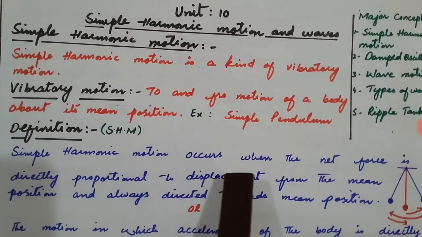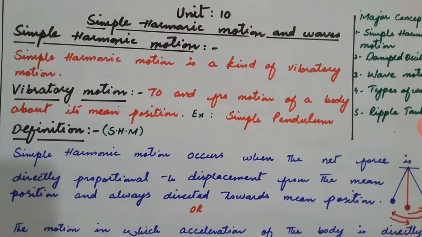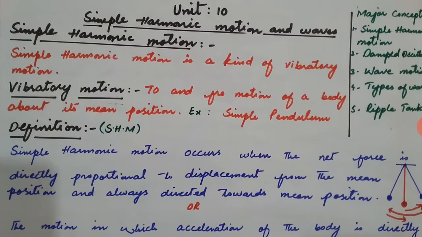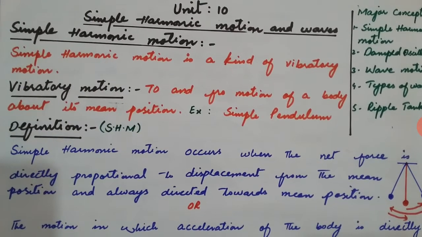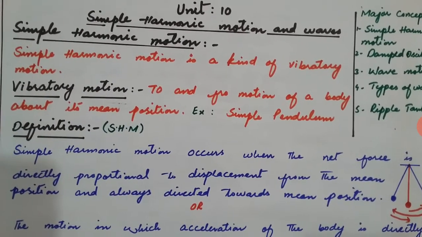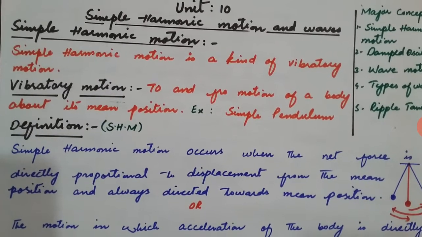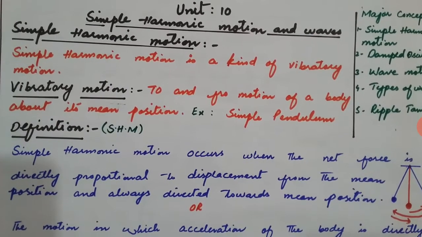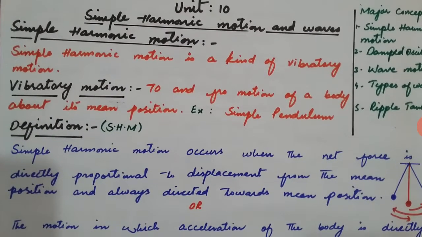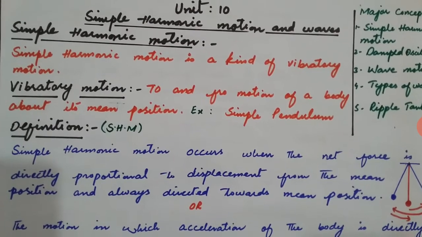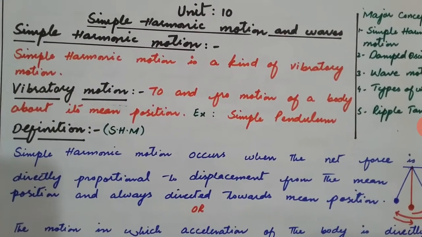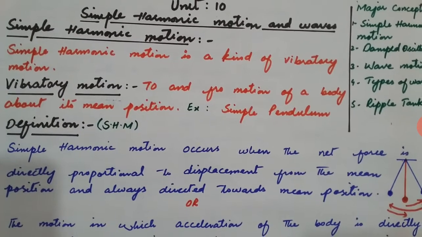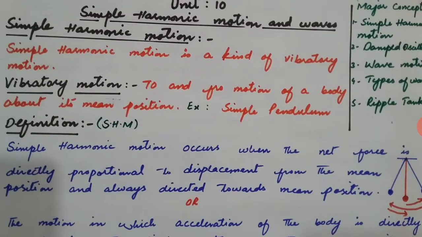Simple harmonic motion occurs when the net force is directly proportional to displacement from the mean position and always directed towards the mean position. According to this definition, if we increase the net force on the body, the displacement of the body will also increase. And if we decrease the net force, the displacement will also decrease. But it is always directed towards the mean position.